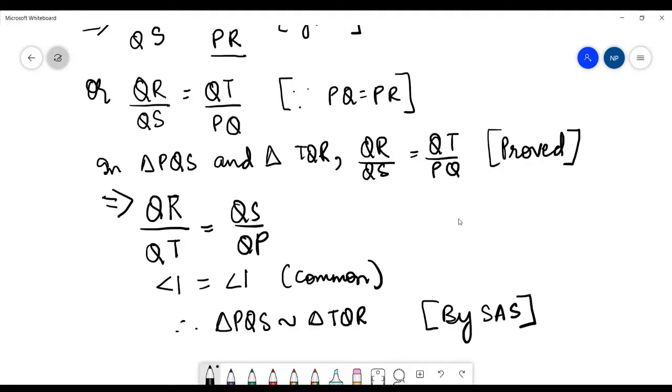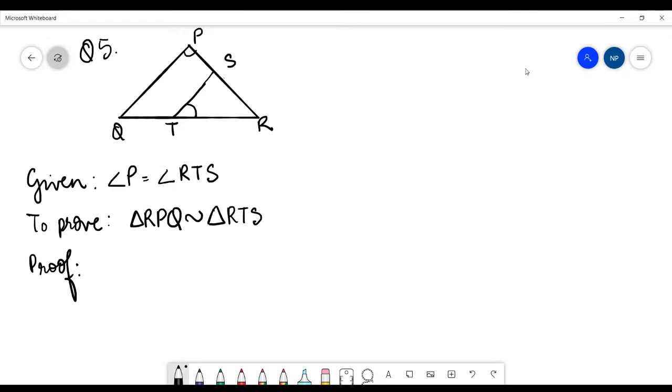Let us move on to the next question. Our next question is question number 5. It says S and T are points on sides PR and QR of triangle PQR such that angle P is equal to angle RTS. Show that triangle RPQ is similar to triangle RTS. Here we are given that angle P is equal to angle RTS. We have to prove that triangle RPQ, that means the bigger triangle, is similar to the smaller triangle.